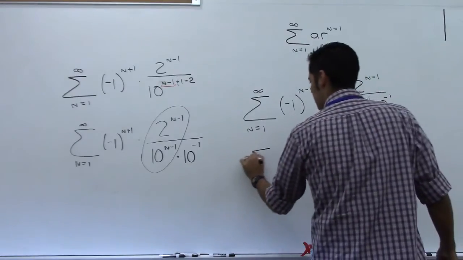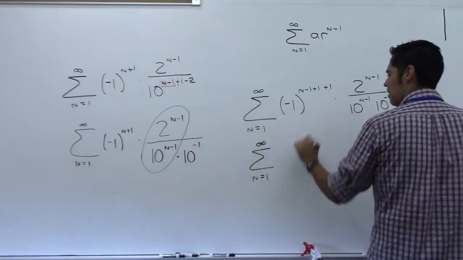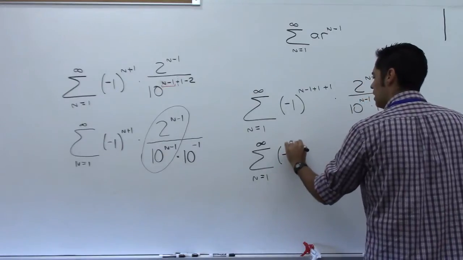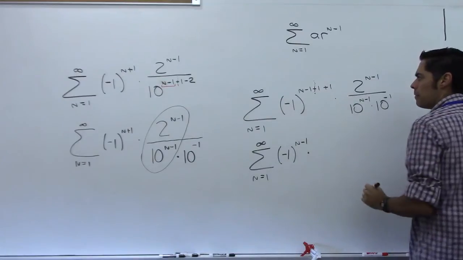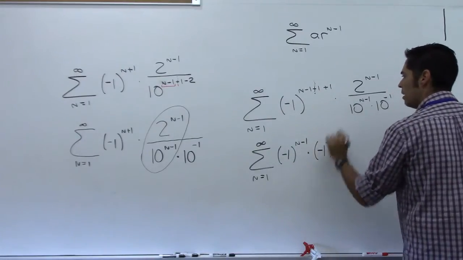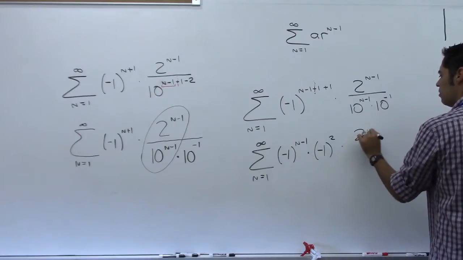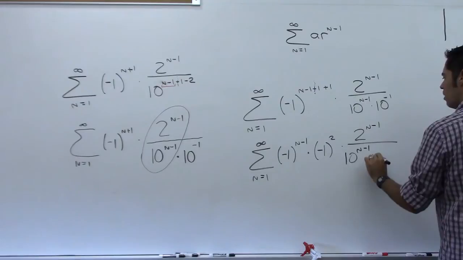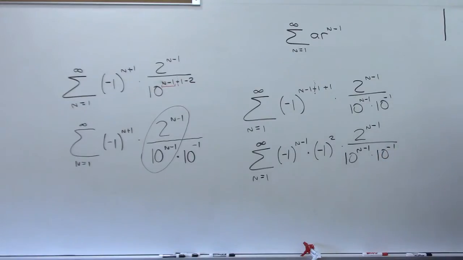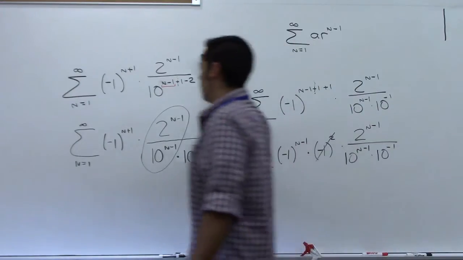And this becomes sum n equals 1 to infinity. All right, rewriting that, that's negative 1 to the n minus 1 times, so I'm splitting it here, negative 1 to the 1 plus 1 is 2, negative 1 squared, times 2 to the n minus 1 over 10 to the n minus 1 times 10 to the negative 1. All right, remember I'm trying to get to this. Negative 1 squared is 1, so I don't even need that there.